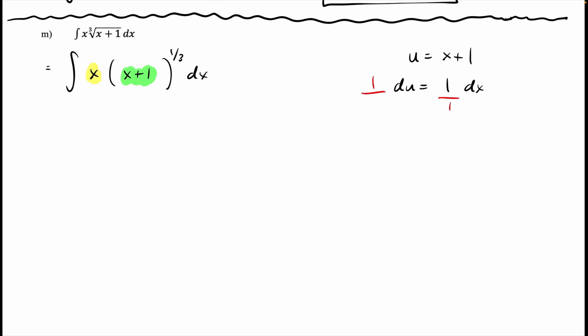Divide by 1, divide by 1. You get 1 over 1, 1 du equals dx. Move everything back in. This becomes u, and then I move in dx, so it's a 1 du. Now the problem becomes clear.